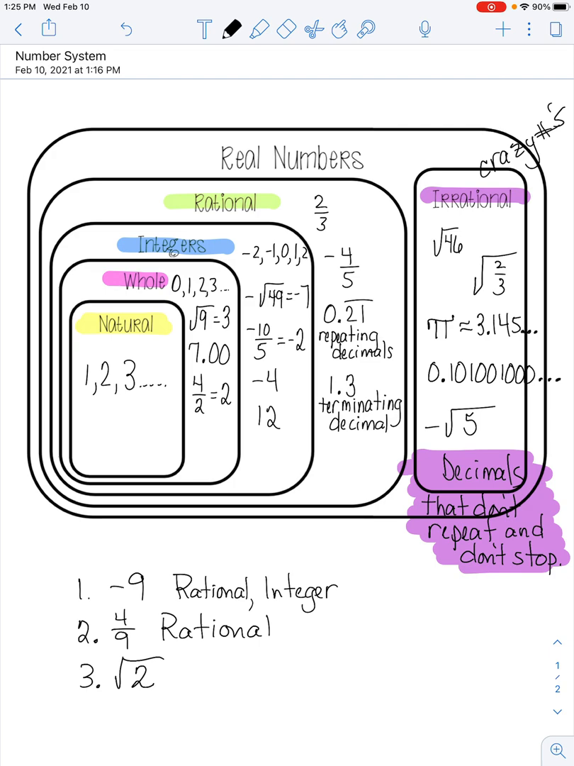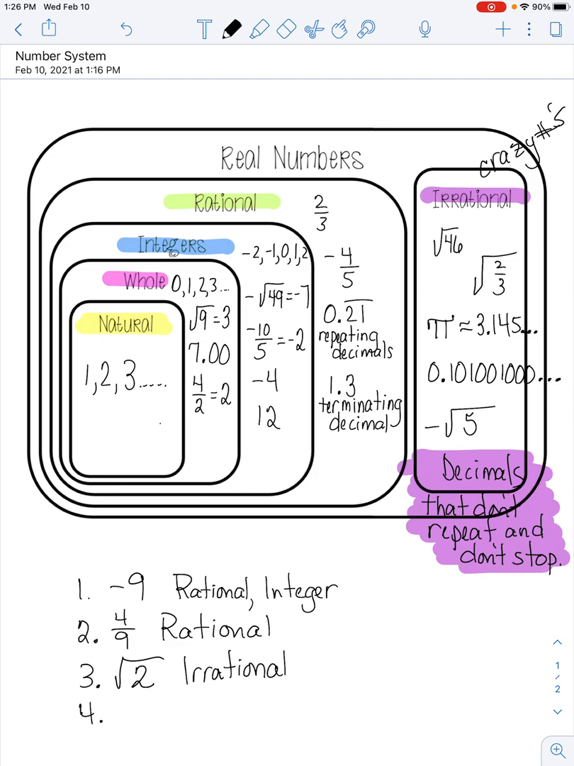Square root of 2. Well, it's not natural. It's not a whole number. It doesn't reduce to an integer. Why? Because it's a square root of a non-perfect square. So the only thing I can say about this is it's an irrational number.